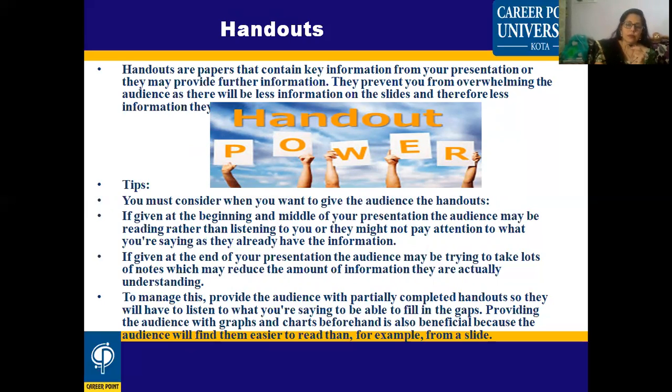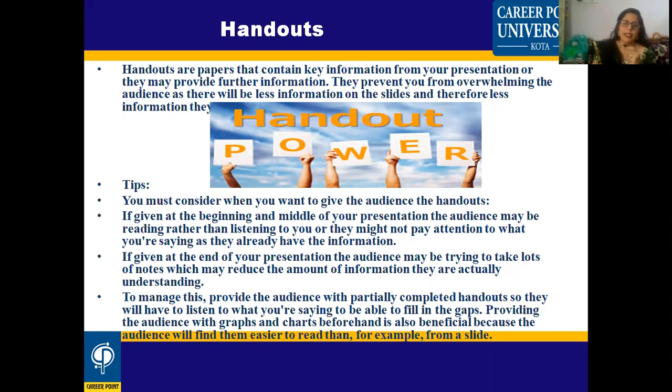And even the appropriate time of giving the handouts to the audience should also be selected by you. Because if you are delivering some message, at that time if you circulate the handouts, then the audience may be busy reading those handouts rather than listening to you. So all these things are to be taken care of: when, where, and how you are going to use which type of visual aid and what impact it can create in that particular situation.